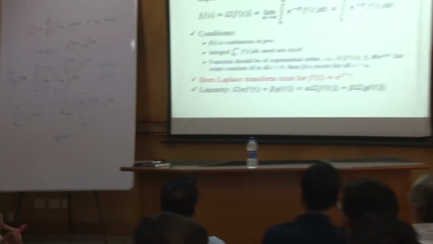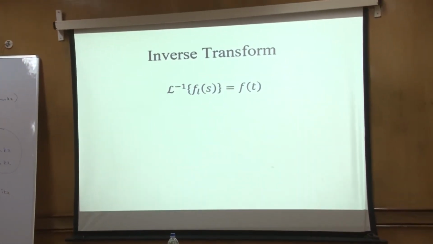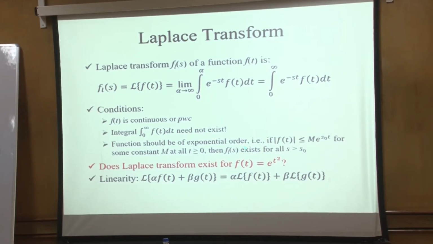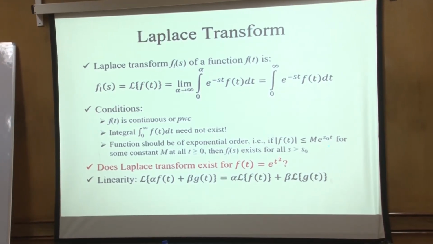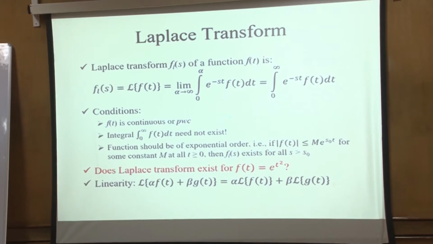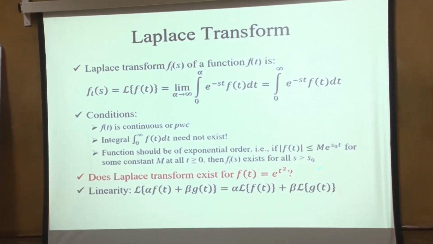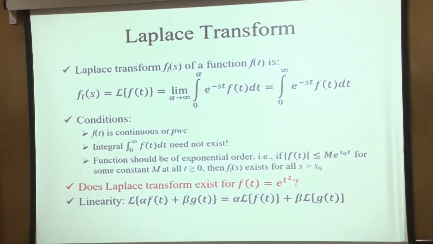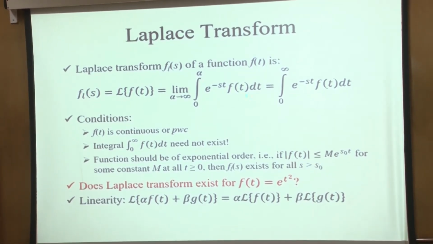e to the power t square. It's actually exponential. It actually goes to infinity much faster than e to the power minus st can. After all, what goes to infinity faster? And that's why this condition s greater than s naught. If s is less than s naught, then this will be positive, so it will go to infinity.